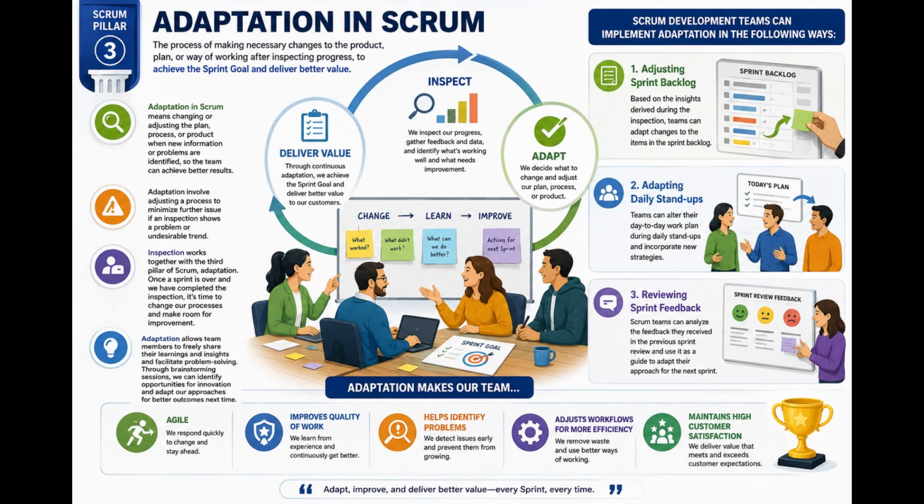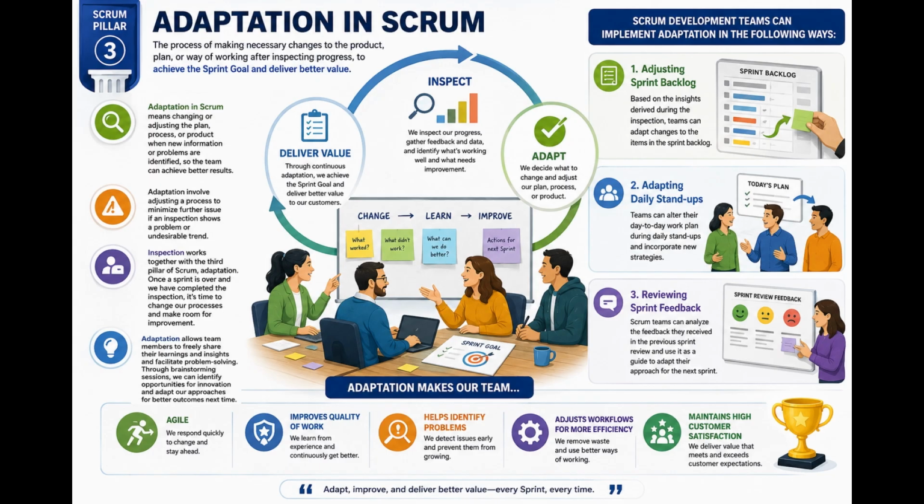The third pillar of Scrum is adaptation. Adaptation means changing or adjusting the plan, the process, or the product when new information or problems are identified so the team can achieve better results. It is the process of making necessary changes to the product, plan, or way of working after inspecting progress to achieve the sprint goal and deliver better value.